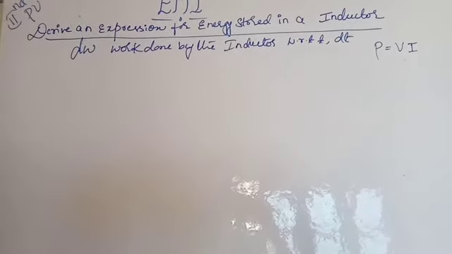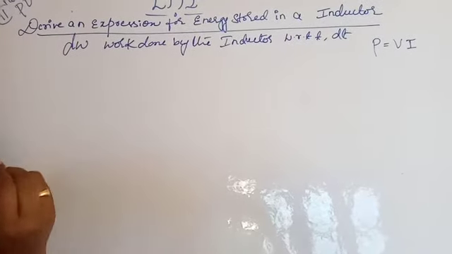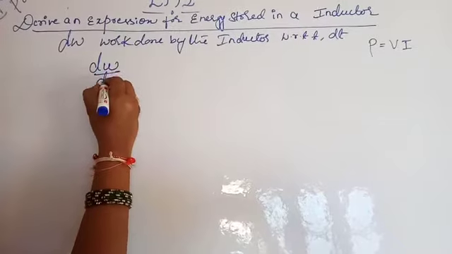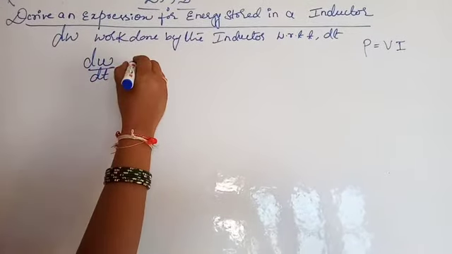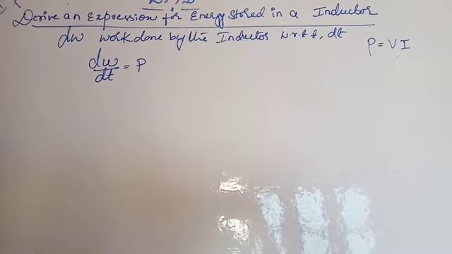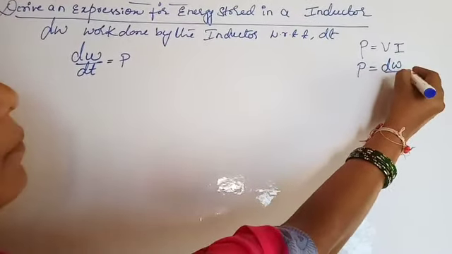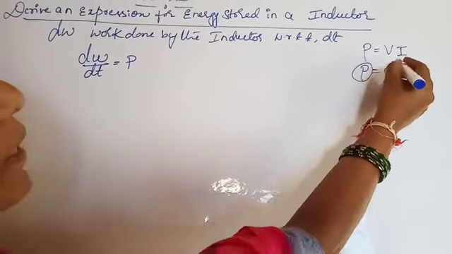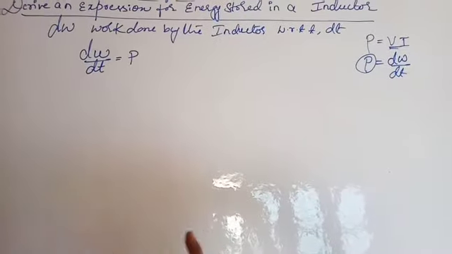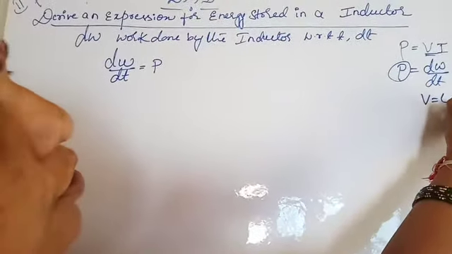Then next we have to take the work done formula. dW by dt is taken as the power, so we can write P is equal to dW by dt. So we know that P is equal to V into I. Here V is nothing but the voltage, but in the classes we have taken V as E.